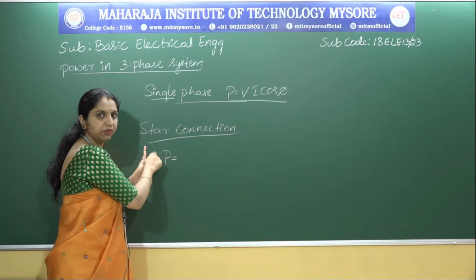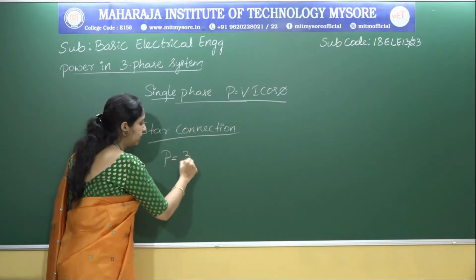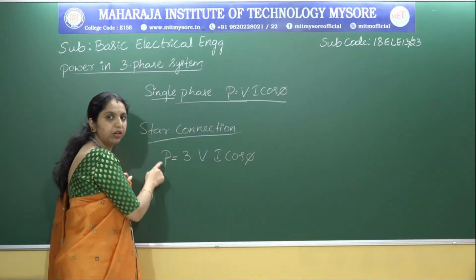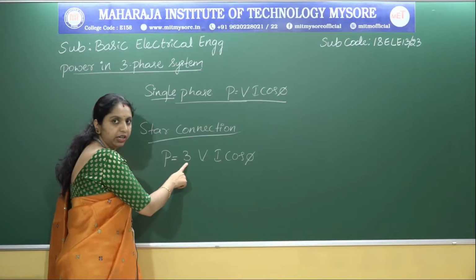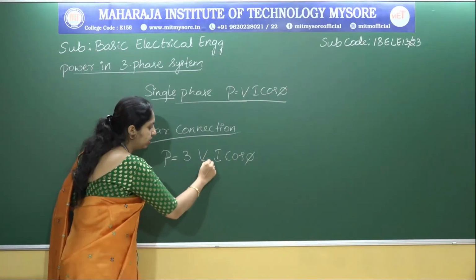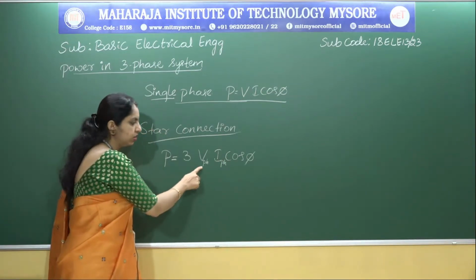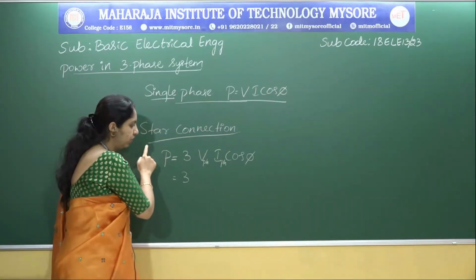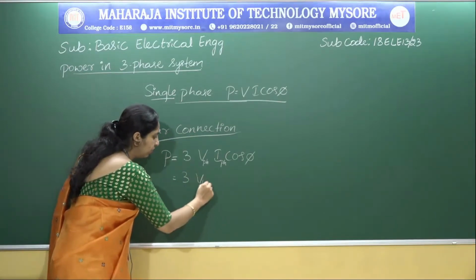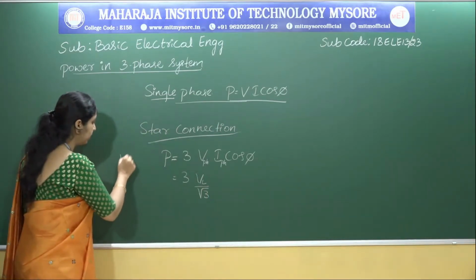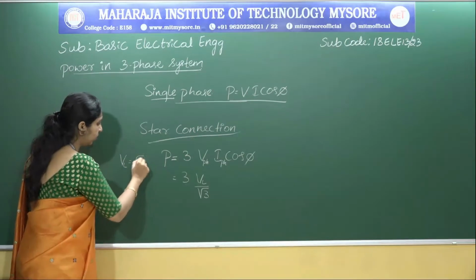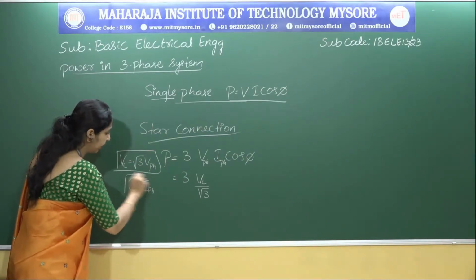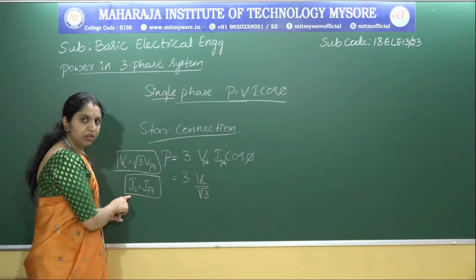Then for a three-phase system, that is in star connection, we can have the power as 3 times Vi cos phi. Since we are calculating power for a three-phase system, P is equal to 3 times Vi cos phi, and this V is Vph and this is Iph, so this is per phase. Now we are considering star connection, and you know that in star connection Vph is equal to VL by root 3, as we have derived in the previous session. VL is equal to root 3 Vph, and IL is equal to Iph in star connection.